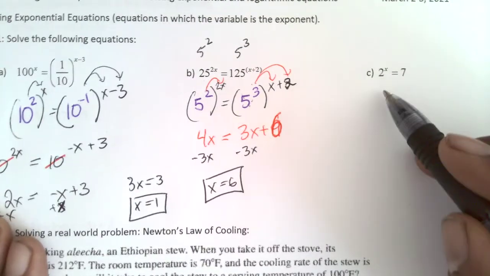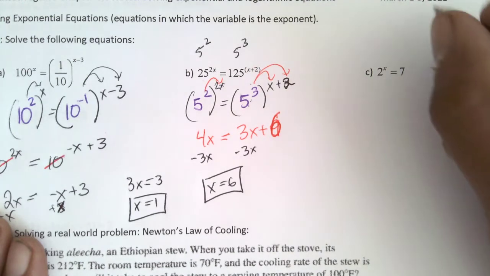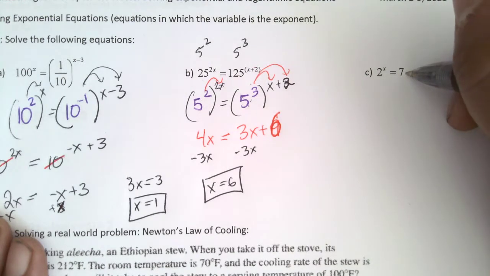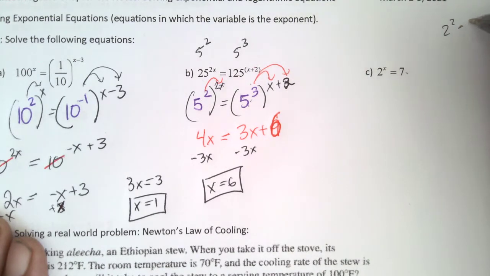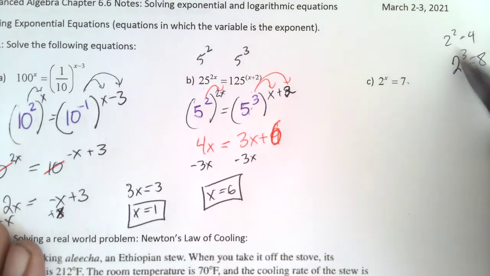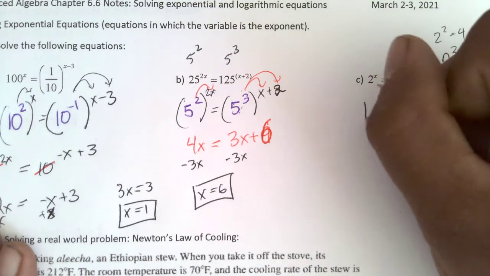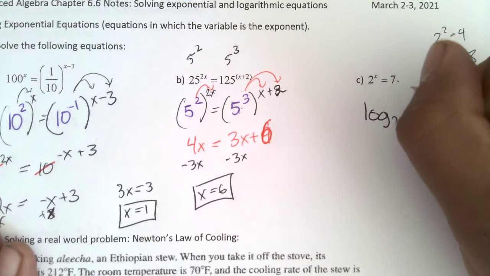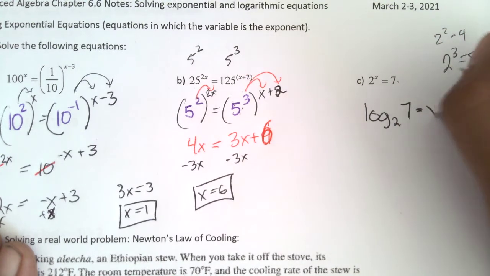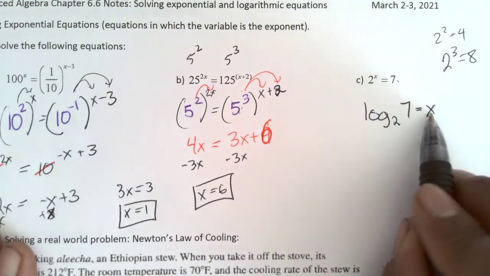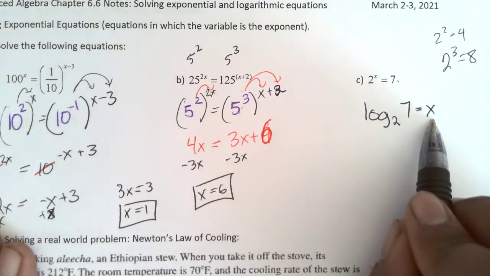When we look at part C, we have something that comes a little differently in that there's no power of 2 that's going to get us 7, because we have 2 squared is 4, and 2 to the third is 8. So I can at least expect my answer between 2 and 3. But what I can do is I can do log base 2 of 7 equals x. Rewrite it as a log. This now is the exponent isolated.